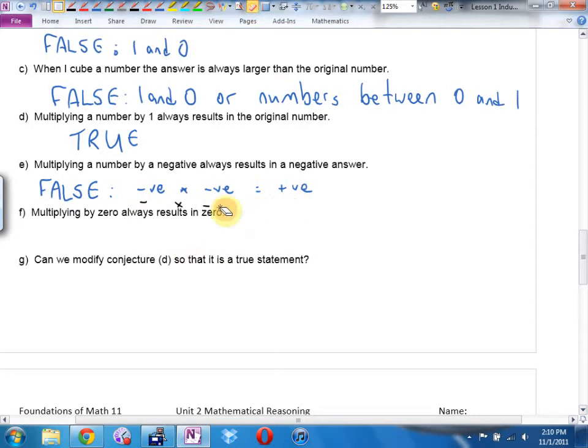F. Multiplying by zero always results in zero. True or false? And if false, provide a counterexample. What do you think? Matt? As a matter of fact, that has a special name. We actually call it the zero principle.